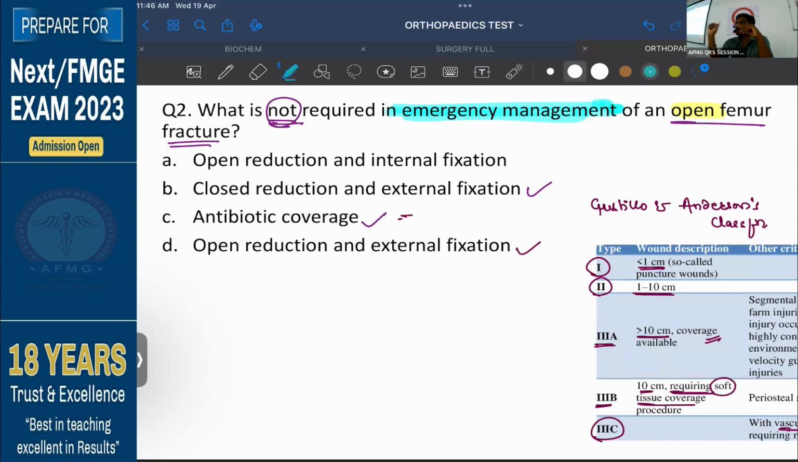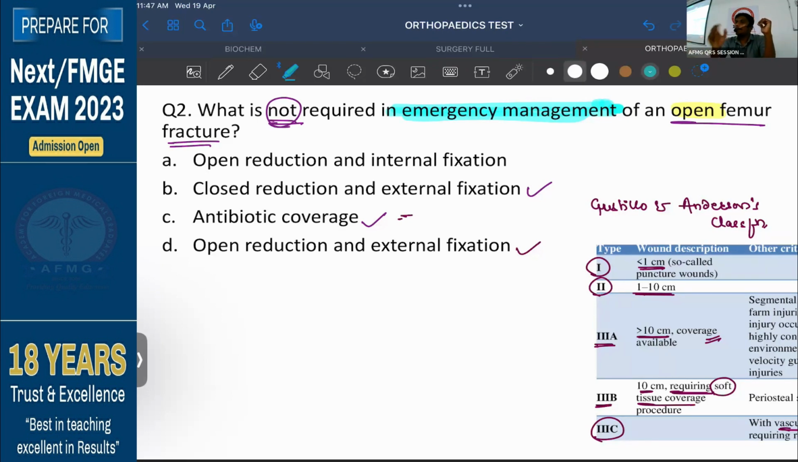Fixation immediately. The reason is there is a lot of hematoma which can be formed. Second, there are high chances of infection in a case of open or compound fracture. So you try to avoid an internal fixation in the emergency management. ठीक है, अगर वो मुझे पूछते कि what is done for the management of an open fracture, they would not have mentioned emergency. तो उसमें ORIF would also have been an answer.